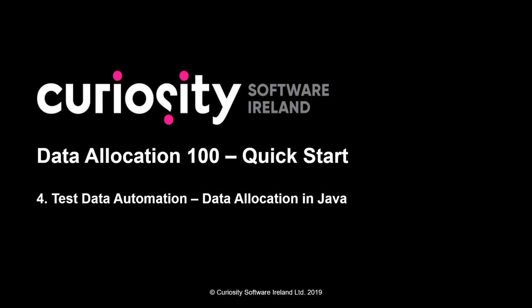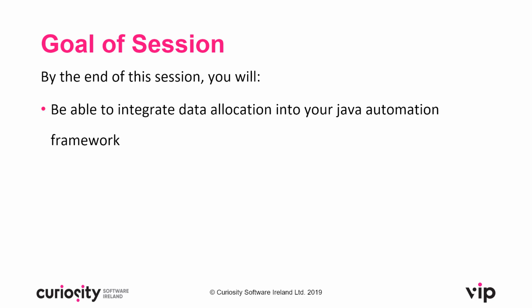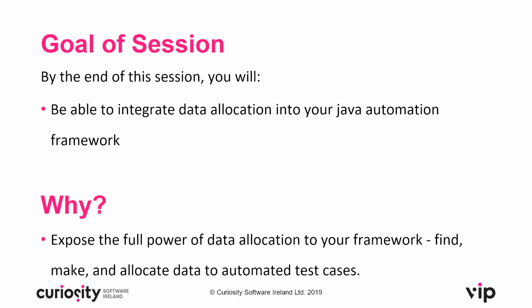In this installment of the Data Allocation 100 Quick Start series, we're going to be embedding our test data allocation inside a Java test automation framework. The goal of this session is that by the end you will be able to integrate data allocation into a Java automation framework. This is so you can expose the full power of data allocation to your framework of finding, making and allocating data to automated test cases.